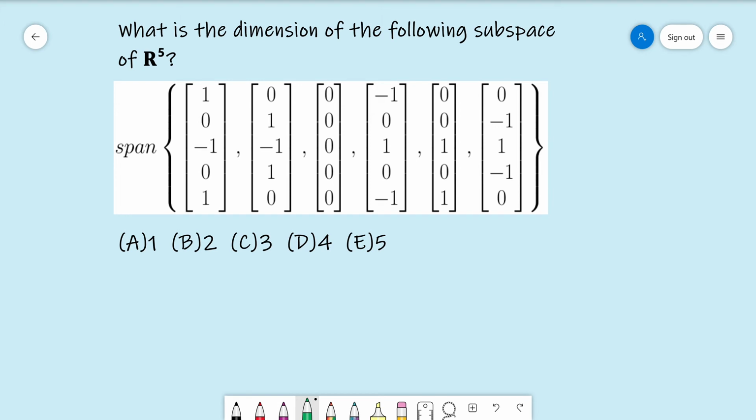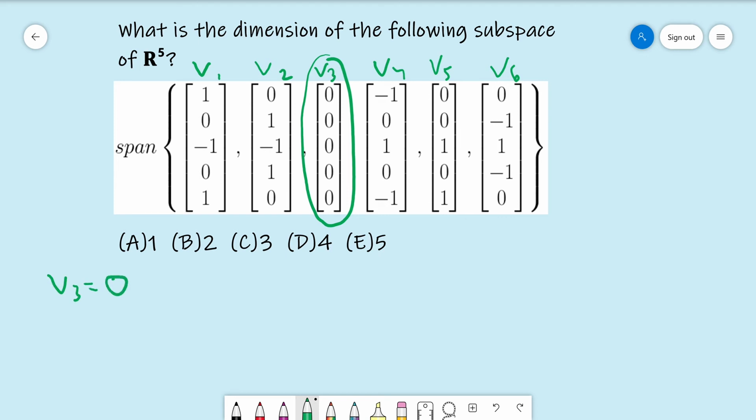But if you take a second to just inspect the vectors, you can do most of the work. You can save yourself a lot of work. So for example, this vector right here, let's call it V3. We name these. It's just the 0 vector. So V3 doesn't really contribute to the dimension because it's just the 0 vector. So we can sort of cross that out.